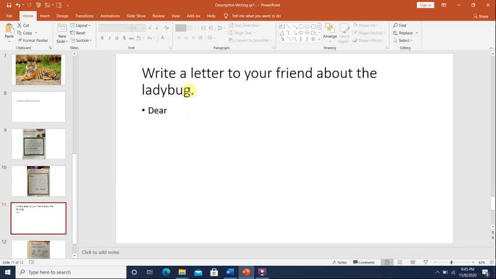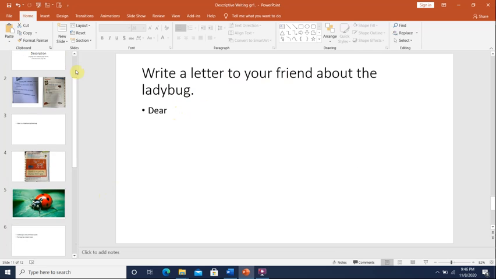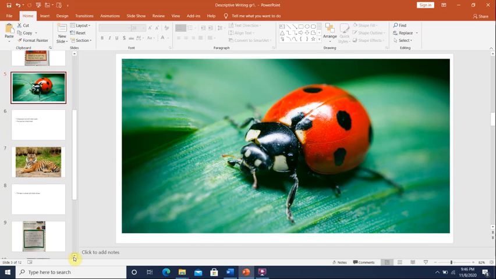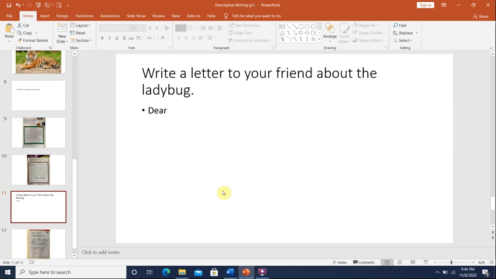I'm sorry. You're supposed to write a letter to your friend about the ladybug that we just described here. So we're going to write a letter about the ladybug that you just described here to one of your friends, because our project is to me. I'm sorry. So here on this page, you will write a letter to your friend describing the ladybug. All right?